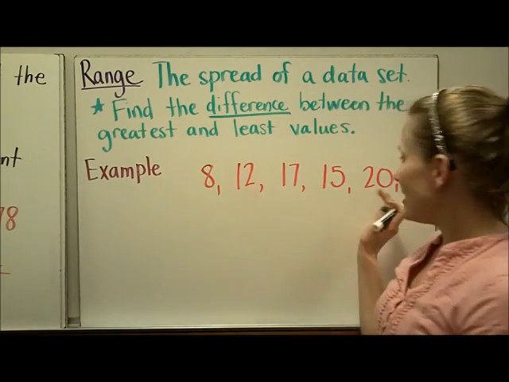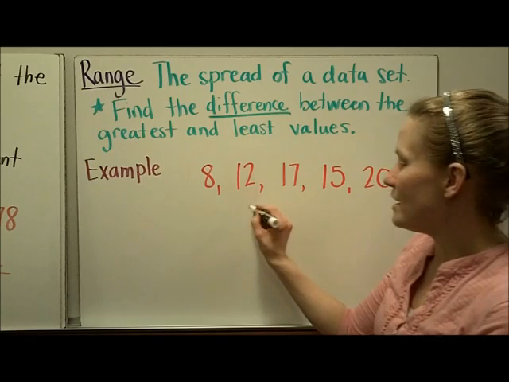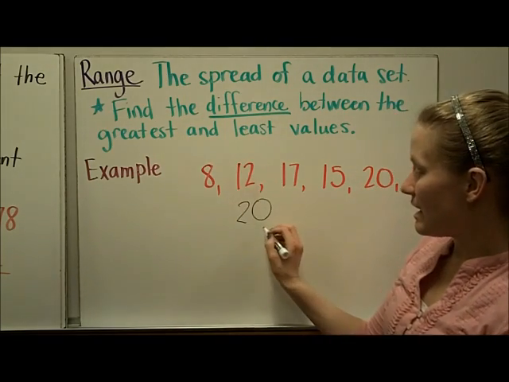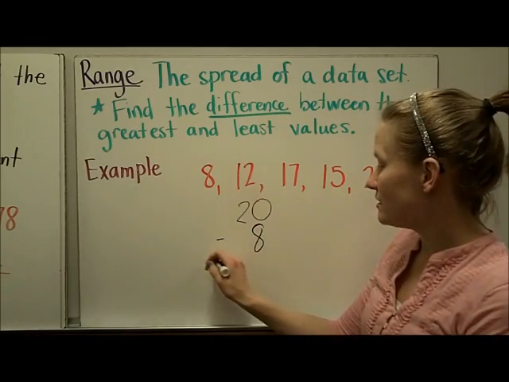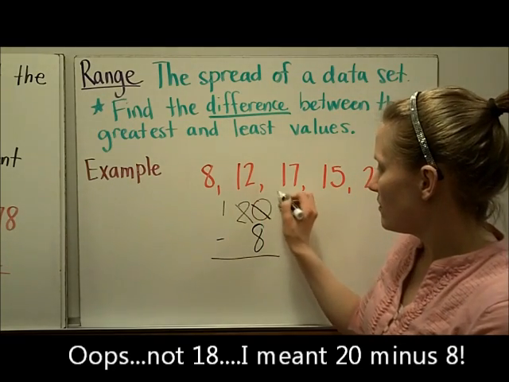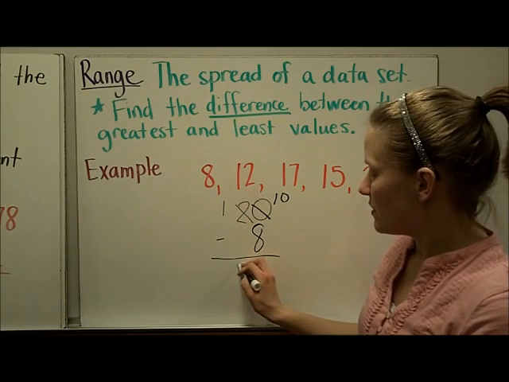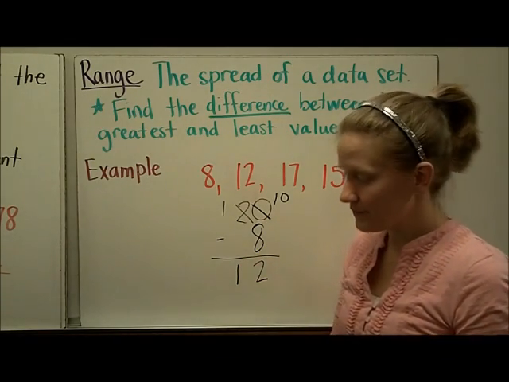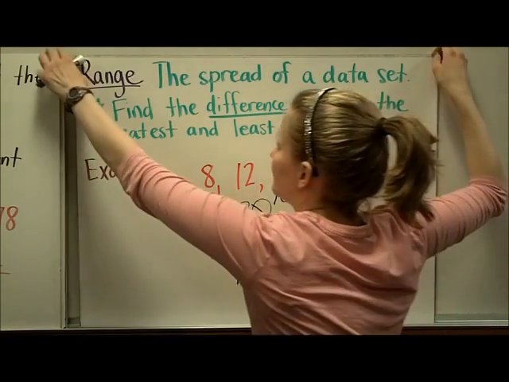So in this set of data, I'm going to look for my greatest data point, which is 20, and my least data point, which is 8. And then I'm going to find the difference, which means to subtract. So 20 minus 8 is, I'm going to borrow, 10 minus 8 is 2, 1 minus 0 is 1. The range of this set of data is 12. I just did that by the greatest minus the least.